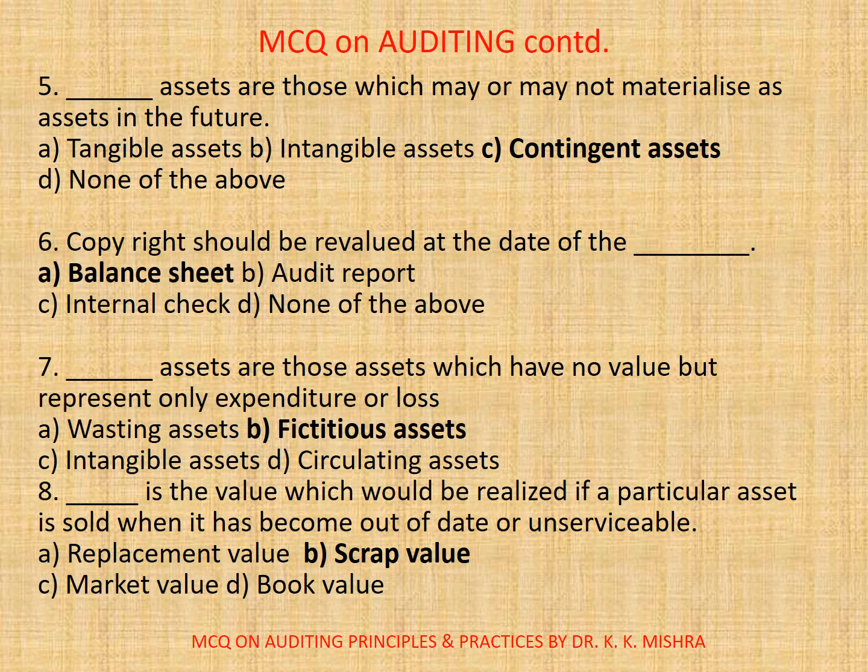Question number 5. Dash assets are those which may or may not materialize as assets in the future. A. Tangible assets. B. Intangible assets. C. Contingent assets. D. None of the above. Correct option is C. Contingent assets.